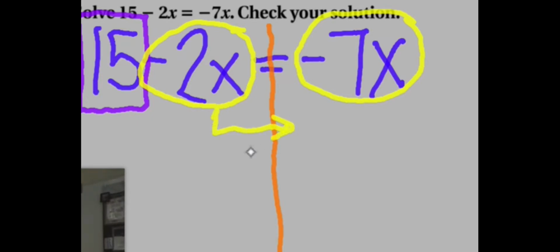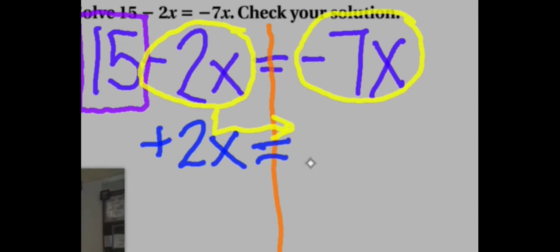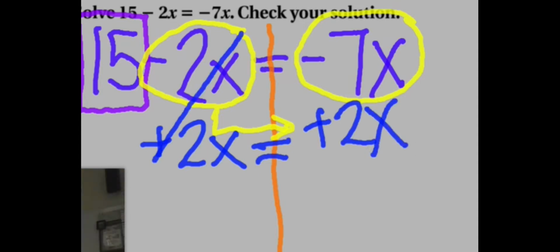But in order to do that, I have to do the inverse of what it is. So it's a negative 2x. To undo a negative 2x, we're going to add 2x. So I'm going to also add 2x to this side. All right, so that's going to cancel the 2x out on the left side, but we're also going to have to simplify on the other side.